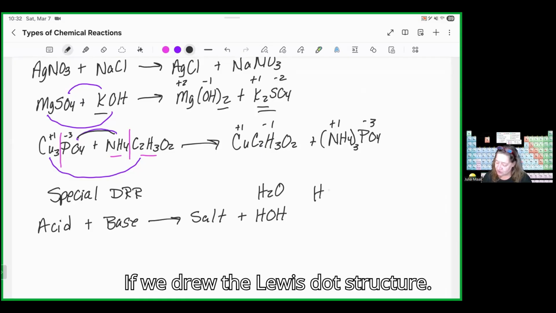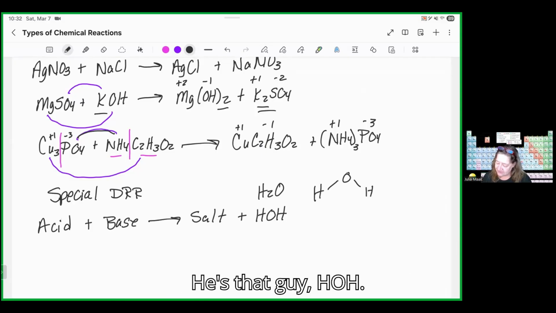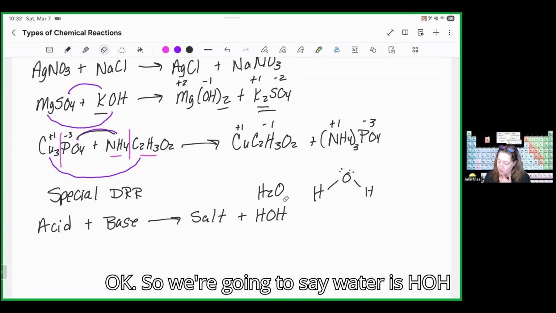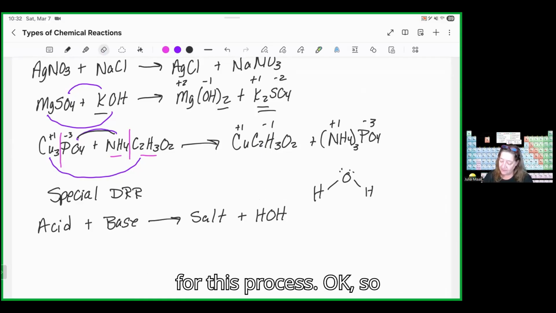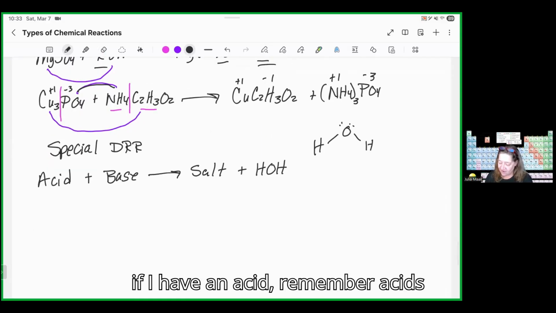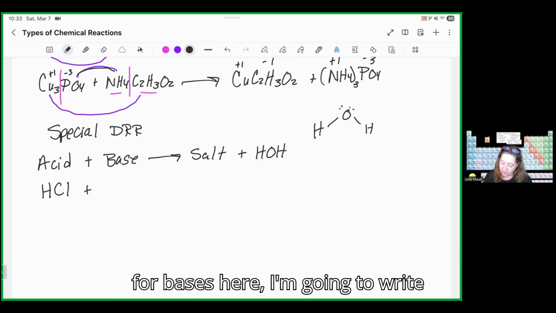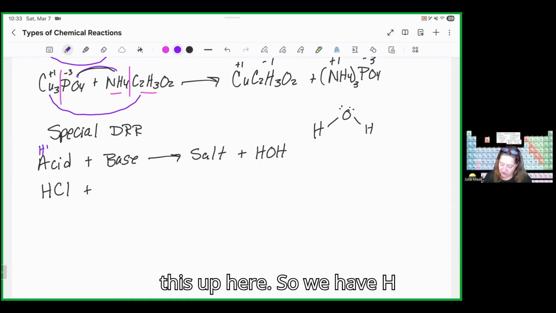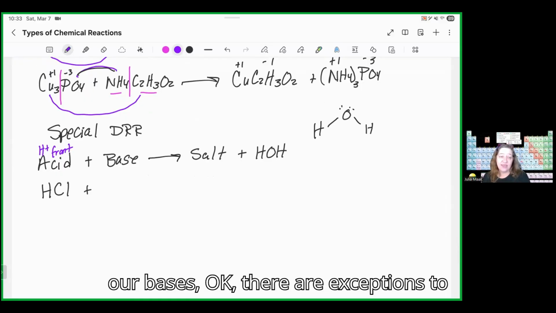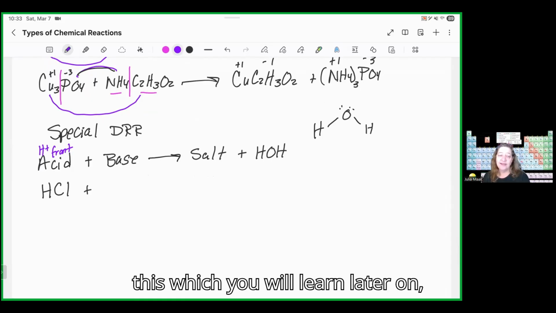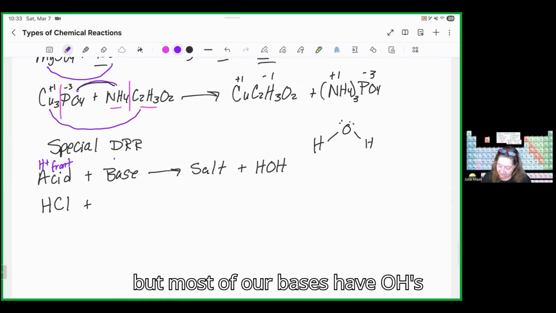If we drew the Lewis dot structure, he's that guy, HOH. So we're going to say water is HOH for this process. If I have an acid, remember, acids always have hydrogens in the front. And for bases, here, I'm going to write this up here. So we have H in front. And most of our bases, there are exceptions to this, which you will learn later on, but most of our bases have OH, hydroxide, in the back.